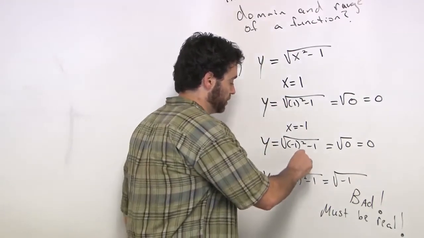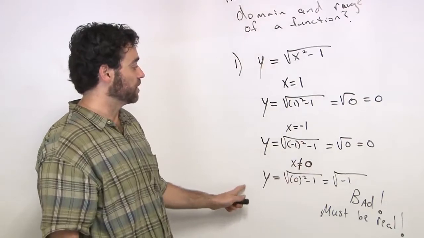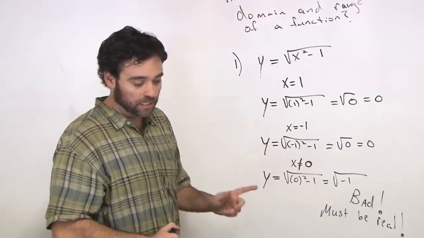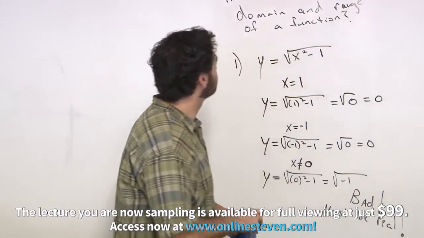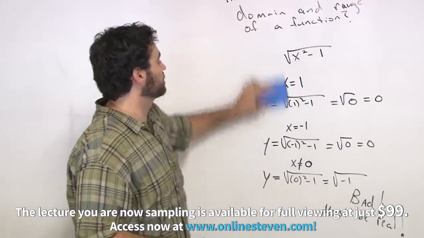So x cannot equal 0. So there's our restriction on domain. x cannot equal 0. Let's take a look at another one, and we'll erase this, another equation.